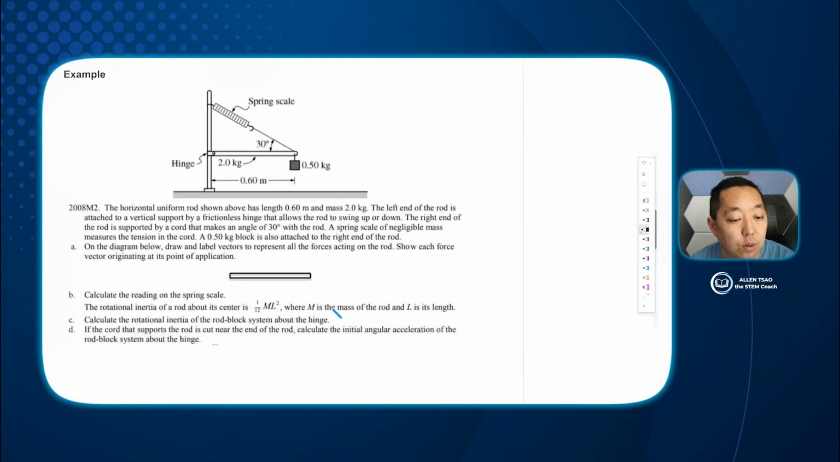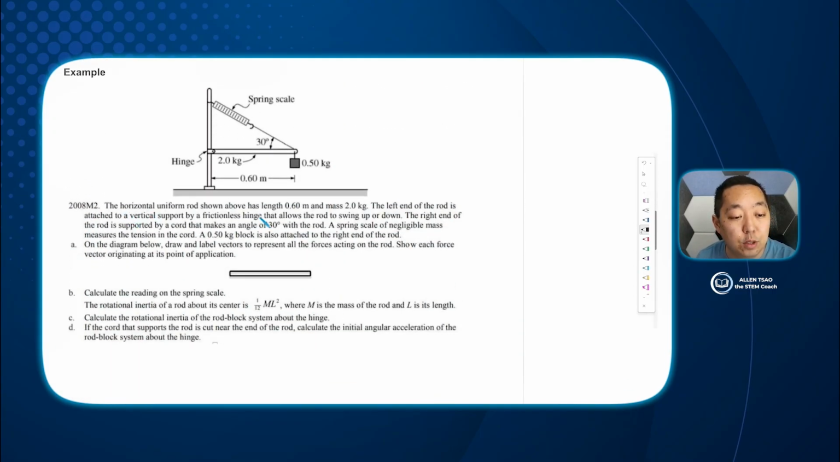Okay, cool. Let's do another problem here. So we have a horizontal uniform rod shown.